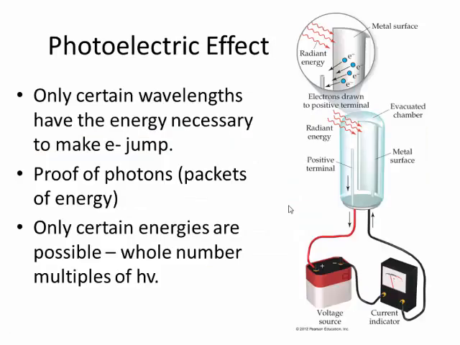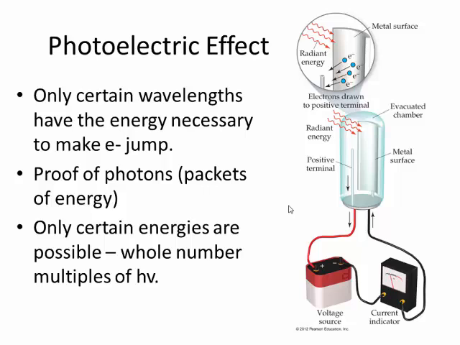Light, monochromatic light of one color, would be shined on a metal surface, and sometimes the electrons would get enough energy to jump off of the metal surface and head towards the positive terminal, and then that would complete the circuit and you would be able to measure a current. What it turned out was that only certain wavelengths of light have the energy necessary to make the electrons jump. And it was determined that intensity had nothing to do with it. So really, really bright red light wouldn't make the electrons jump, but really, really faint violet light would make the electrons jump off of the metal.